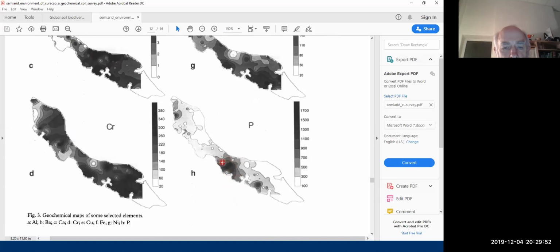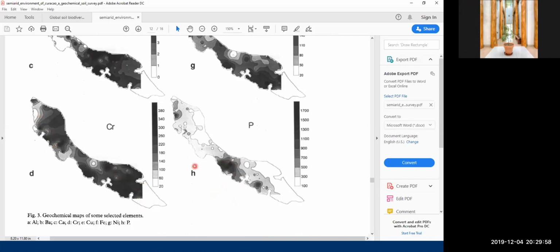P. Chromium also kind of like the copper in some spots, but not every. Yeah, the P is like the shell. You see, it's just close to the shell. Probably that is something from the shell. Yeah, maybe.